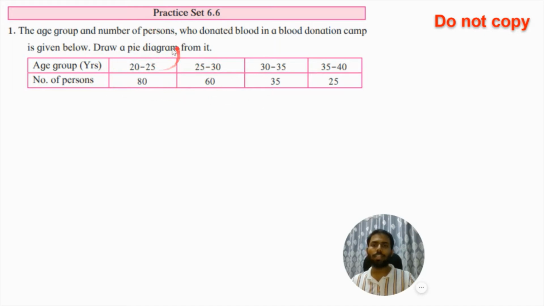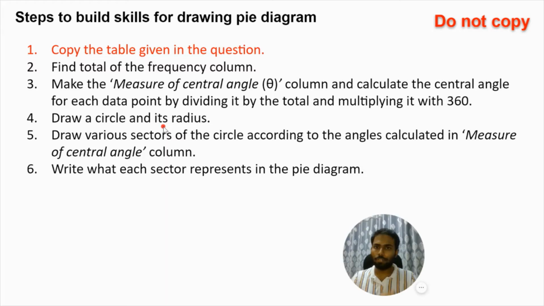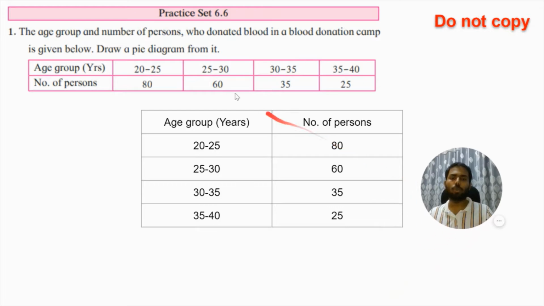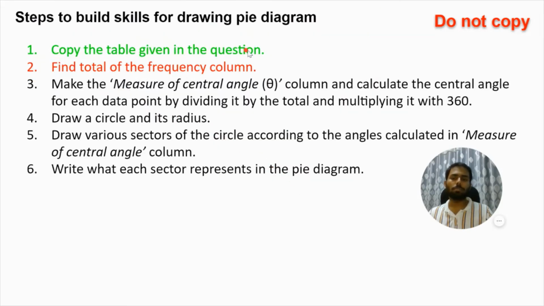Now you have to make a pie diagram for it. So these are the steps. Our first step will be copy the table given in the question. So here if you see, I have just copied the table given in the question. यहाँ पे age group लिखा था, I've written age group over here. यहाँ पे number of persons लिखा था, यहाँ पे number of persons I've written, and यहाँ पे जो कुछ भी information horizontally लिखा था, I've just copied it down vertically. Okay, so my first step is done.